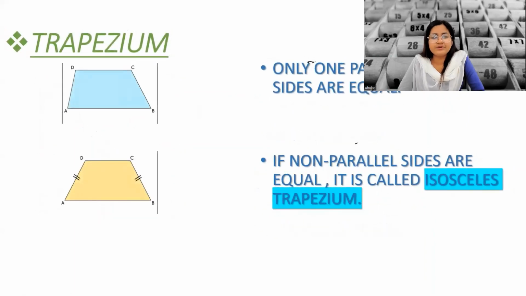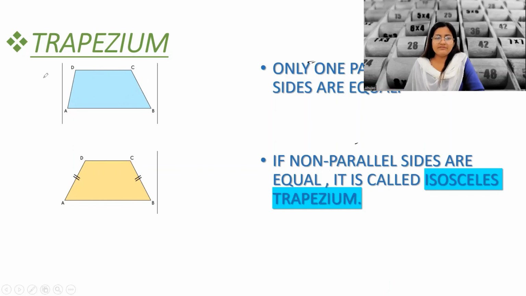Okay, let me give you a brief discussion about the trapezium. A trapezium has only one pair of sides parallel, so this side is parallel to this side, but not parallel to this side. Make sure that only one pair of sides is parallel and the other pair is non-parallel, then only it will be known as a trapezium. If the other sides were also parallel, then it becomes a parallelogram.